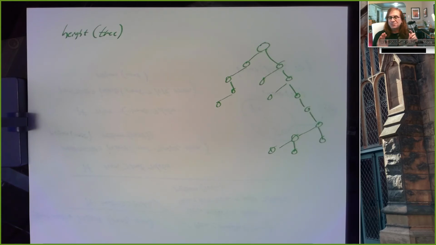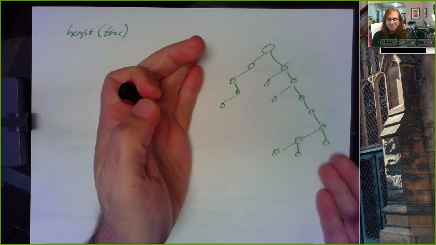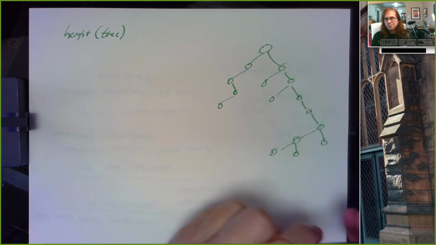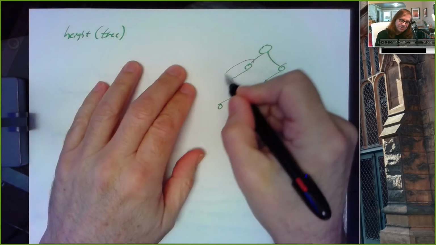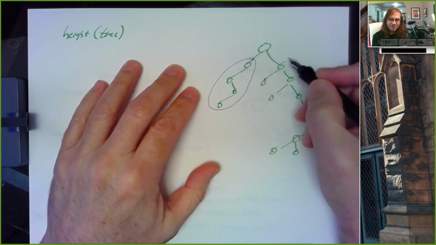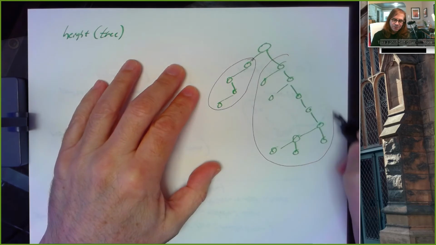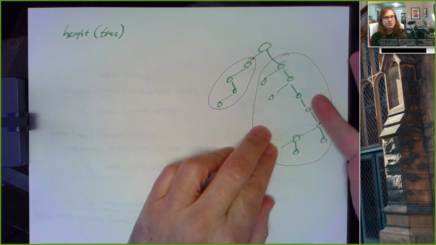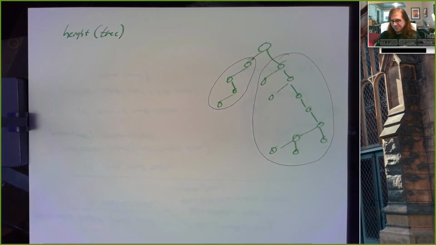There's a much easier way to think about height. So what is the height of this tree? It is one of the following two things. It's either one more than the height of this tree on the left, or it's one more than the height of this tree on the right. Whichever one is bigger.